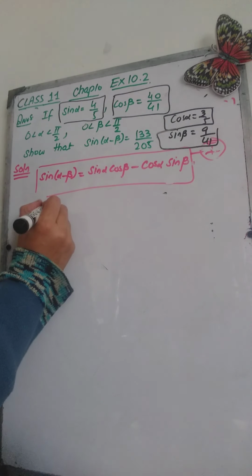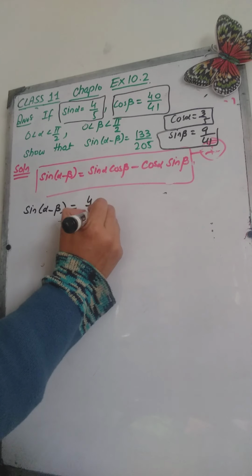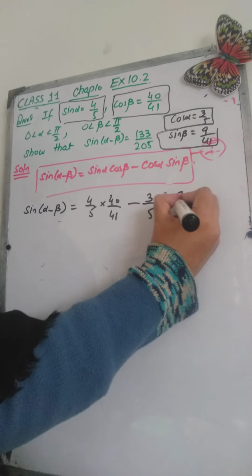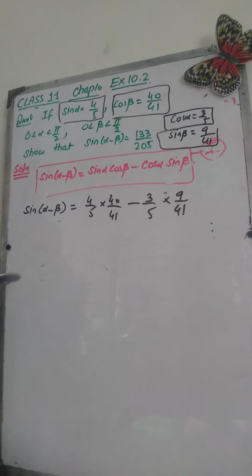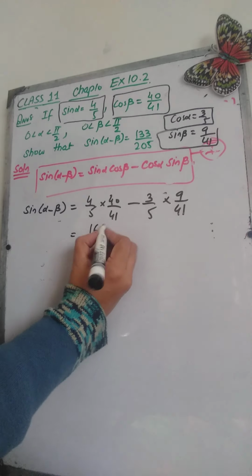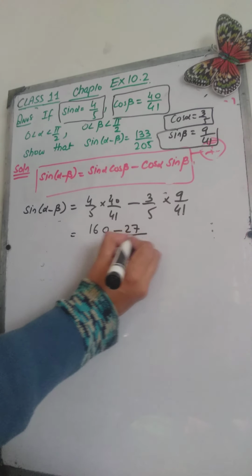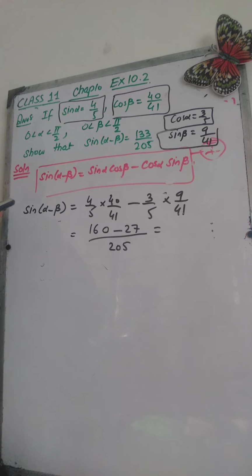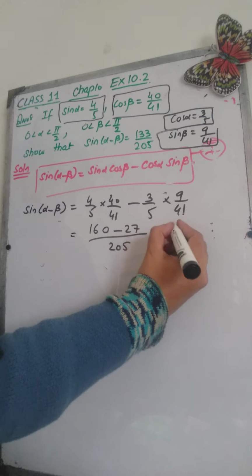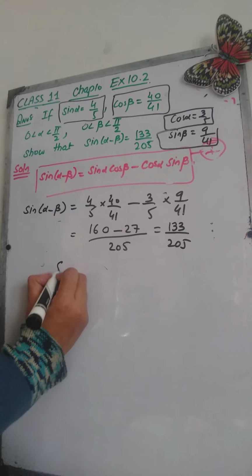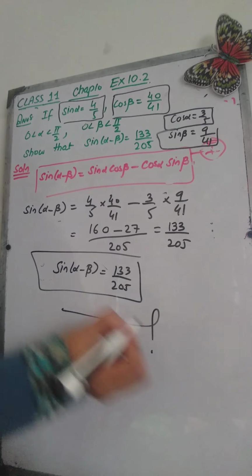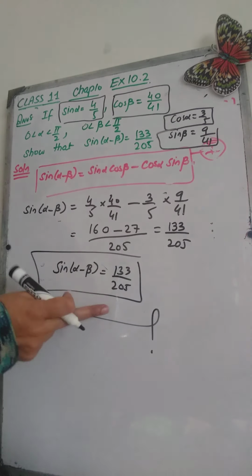So sine of alpha minus beta will be equal to sine alpha cos beta minus cos alpha, which is 3/5, into sine beta, 9/41. Using the calculator we find this is 160 minus 27/205. Okay, so I'm going to subtract these two. 160 minus 27 is equal to 133, and that is what we needed to prove. So it means that sine of alpha minus beta is equal to 133/205, and this is what they wanted us to prove. So we have proved that sine of alpha minus beta is 133/205 with the help of this identity.